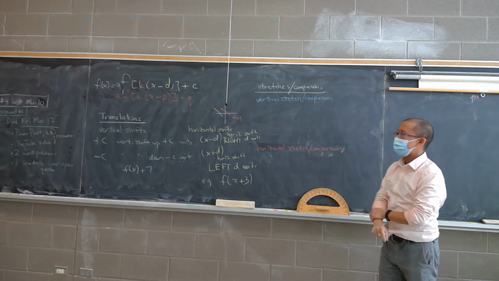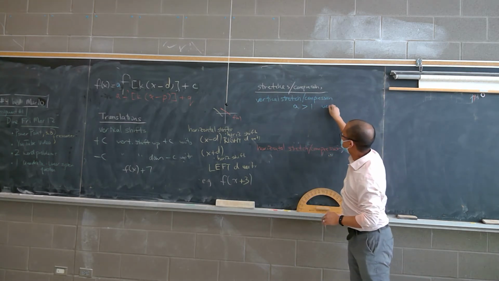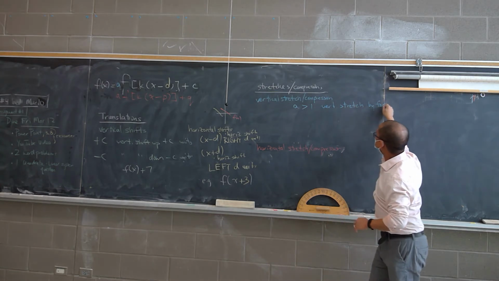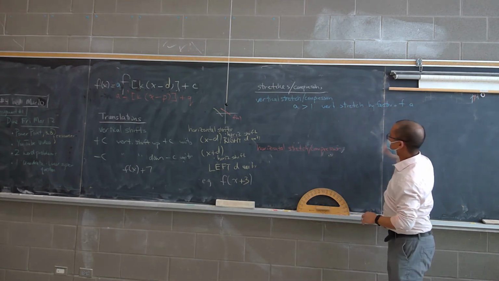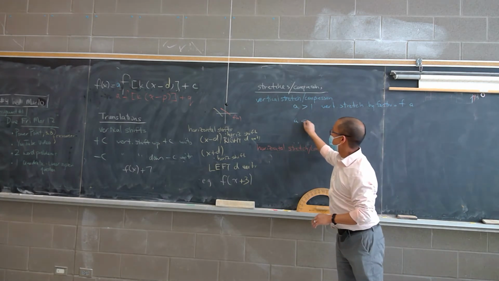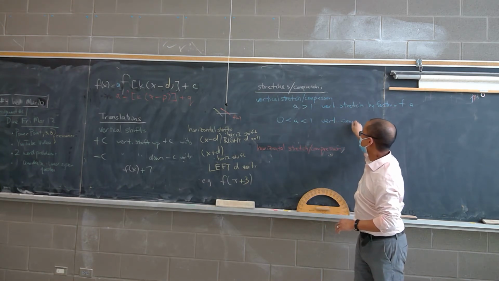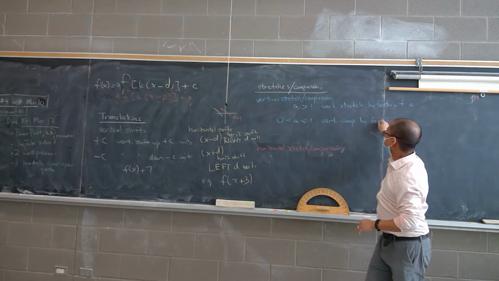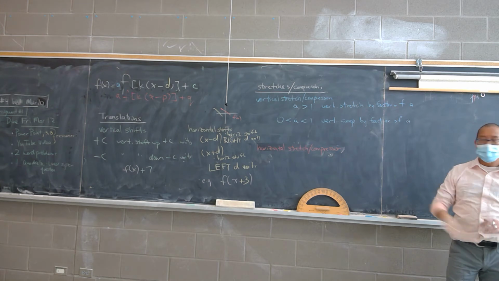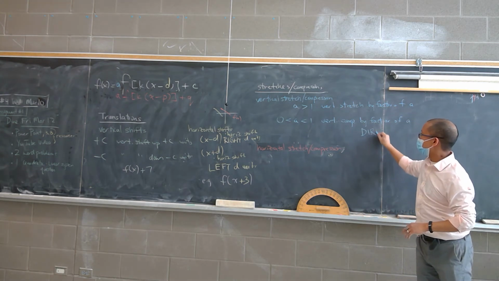I will slow it down, asking questions. When A is greater than 1, this means it's a vertical stretch by a factor of A. When A is in between 1 and 0, this means it's a vertical compression by a factor of A. Some students find this difficult when I write this, and so I'm going to still use the word, it's directly related.